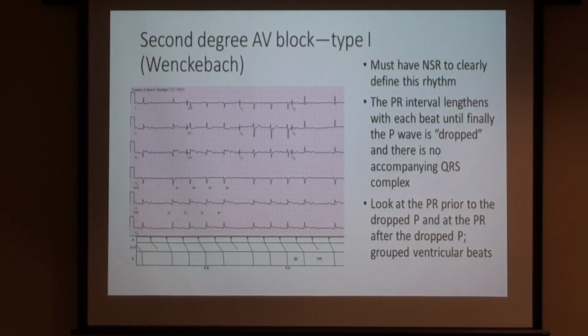So the diagnosis list here is normal sinus rhythm, type 1 second degree block, inferior wall myocardial infarction. Done. That's the entire diagnosis list. All right.